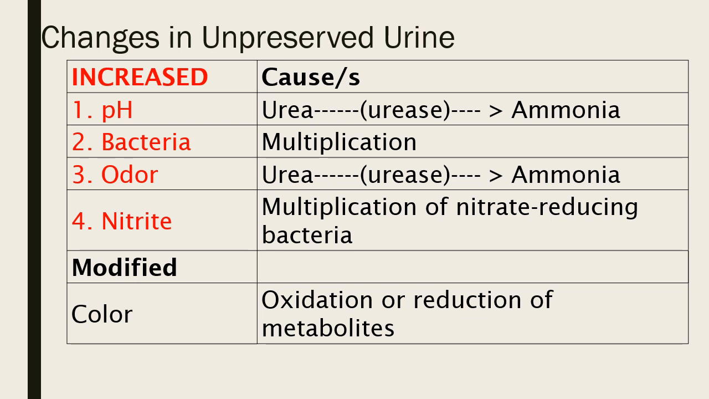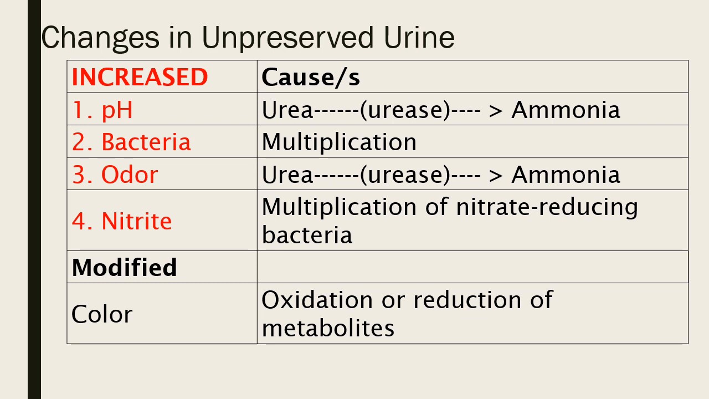Normally, a normal urine odor is aromatic. But when there is an increase in odor, it is caused by the breakdown of urea to ammonia by your urease-producing bacteria again. Your normal odor of urine is aromatic, but upon prolonged standing, it will give you an ammoniacal odor, which is caused by your microorganisms, bacteria again.